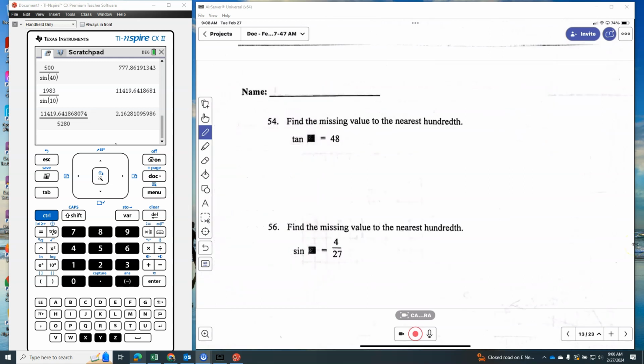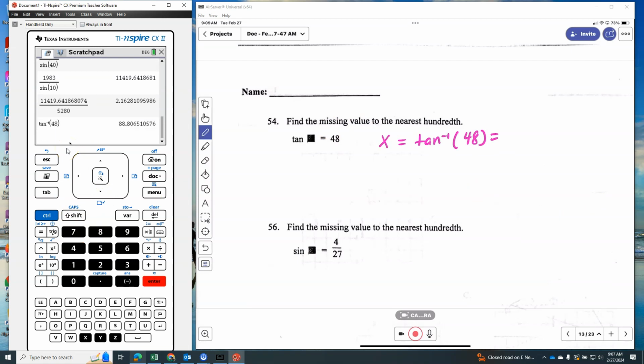Find the missing value to the nearest hundredth. So we don't know what x is, so you're going to have to use the inverse tangent. You're provided the ratio, so let's go to trig here. Inverse tangent and type in 48. That's the ratio, so the angle is going to be 88 degrees. So this one you will have to use the inverse tangent.